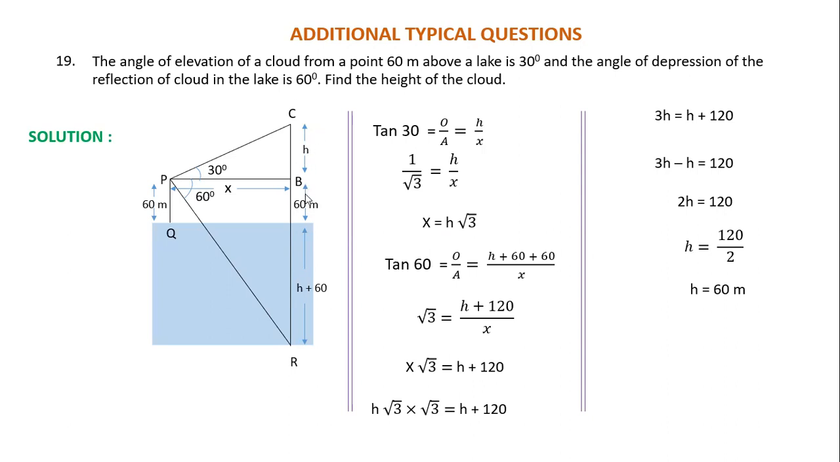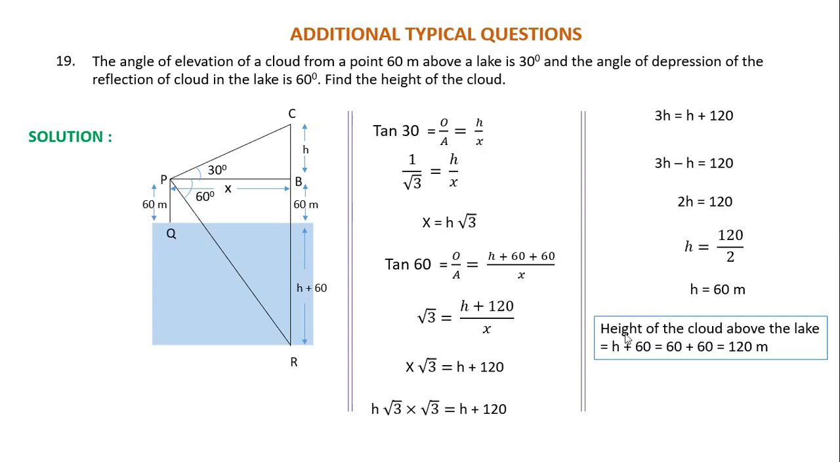h is 60 meters and this is also 60. So the total height of the cloud above the lake is h plus 60, that is 60 plus 60, 120 meters. Height of the cloud above the lake is 120 meters.